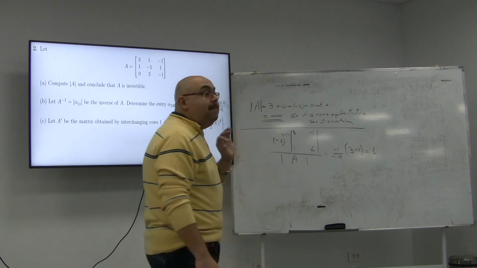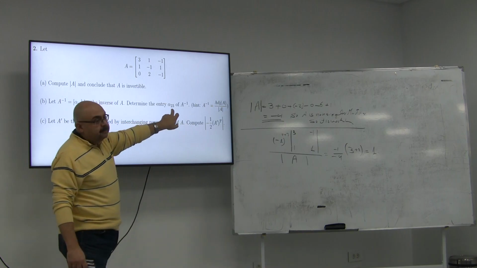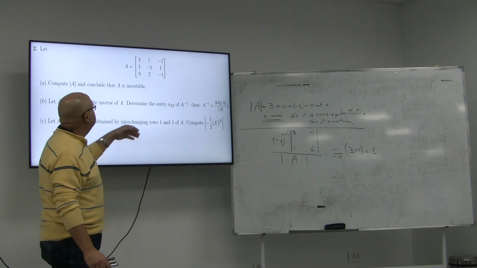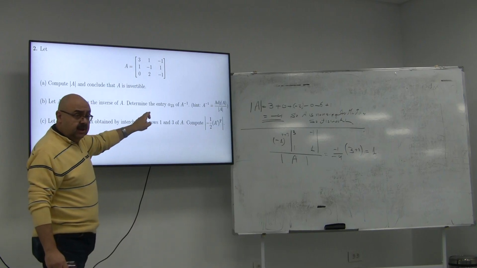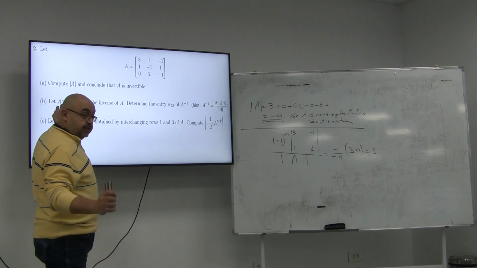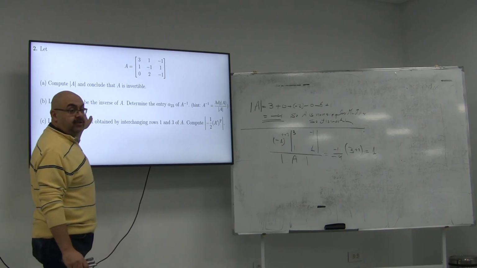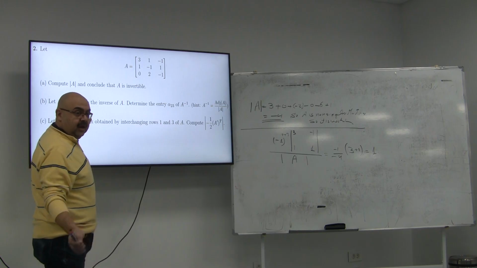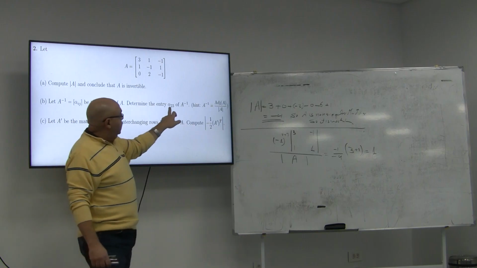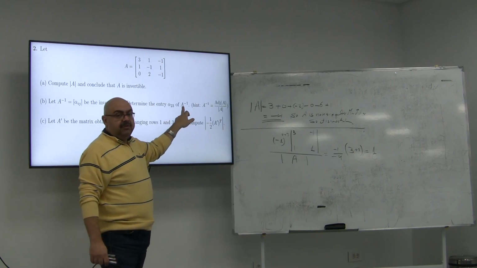So, if I want the element 2, 3, or second row, third column, this element is not in this matrix. This element is in the inverse matrix. So, we'll go through it easily. He said, let A minus 1 equal all the entries of A of alpha ij be the inverse of A. Determine the entry 2, 3. Okay? Of the inverse of this matrix.